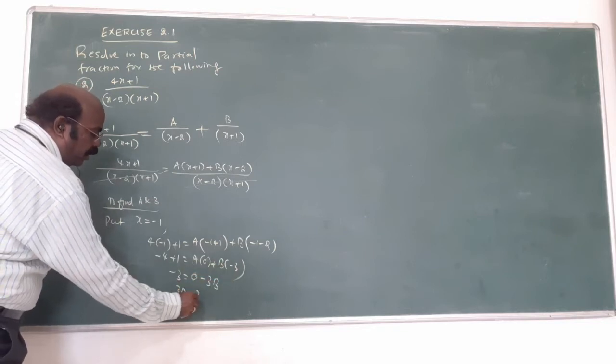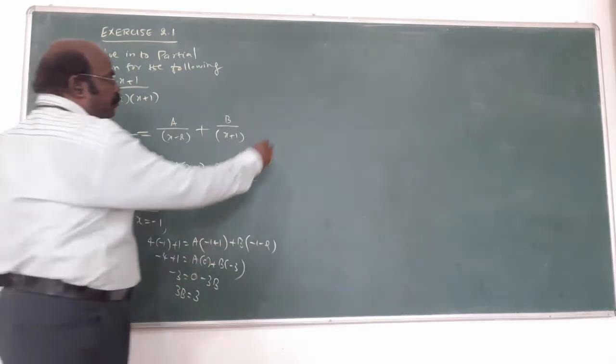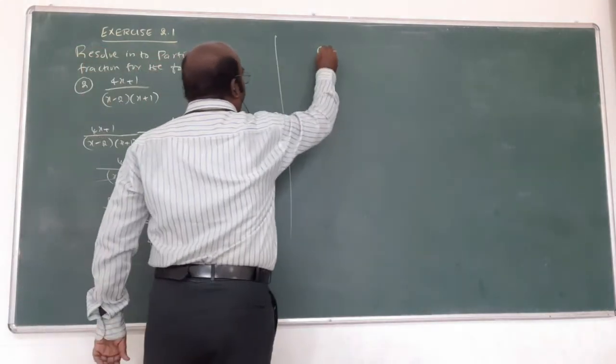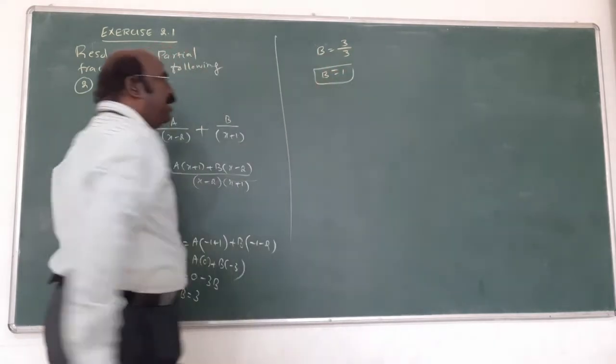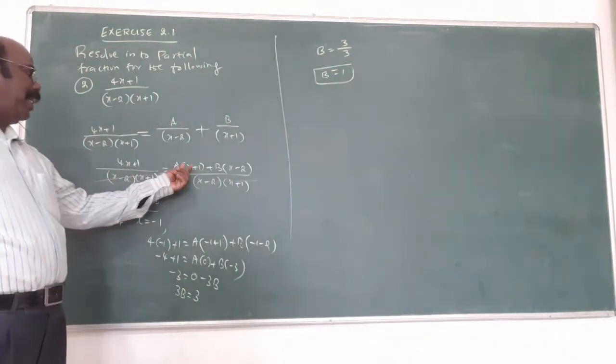3b equal to 3. B equal to what? 3 by 3. B equal to 3 by 3. This one is the answer. Similarly, the next problem is over.